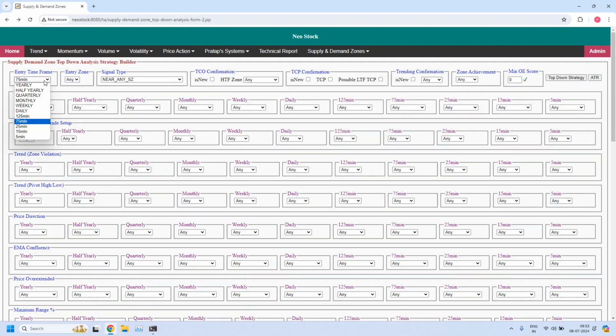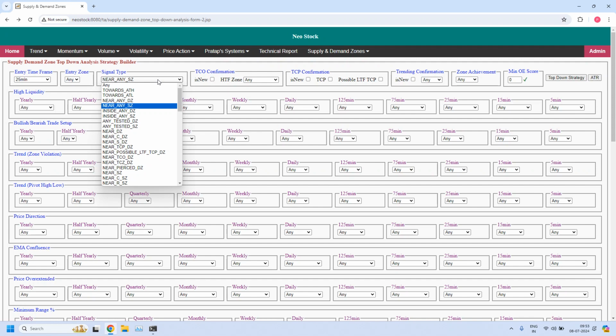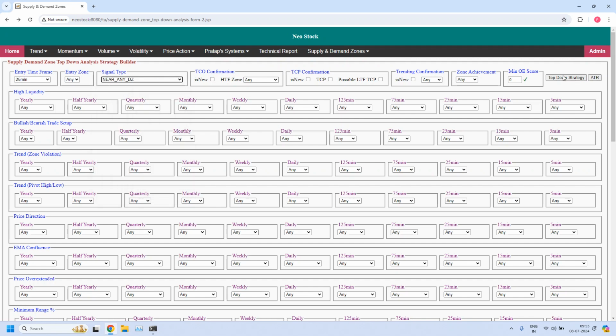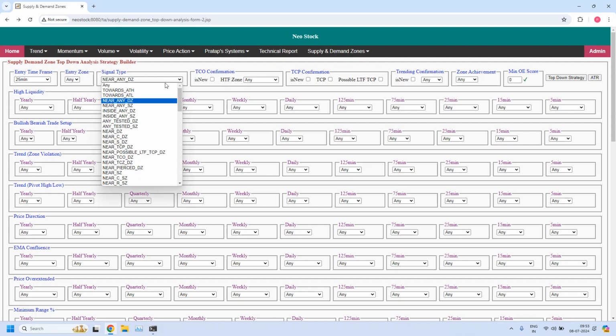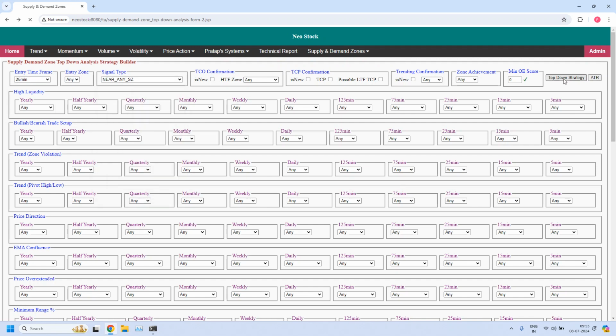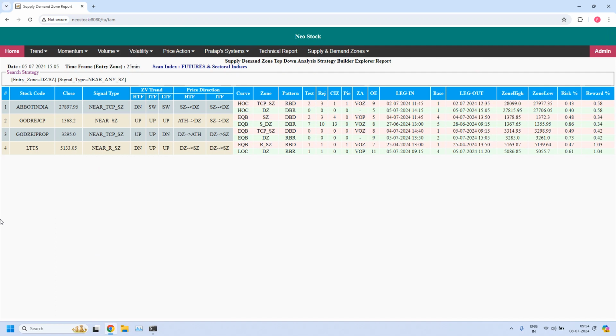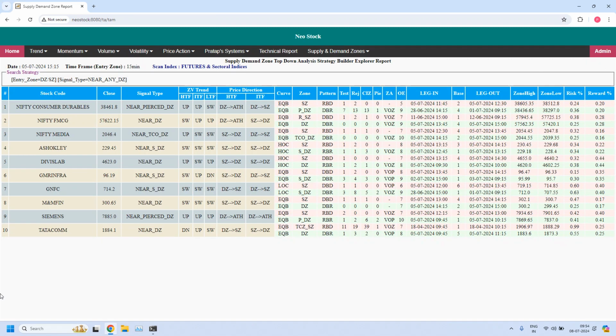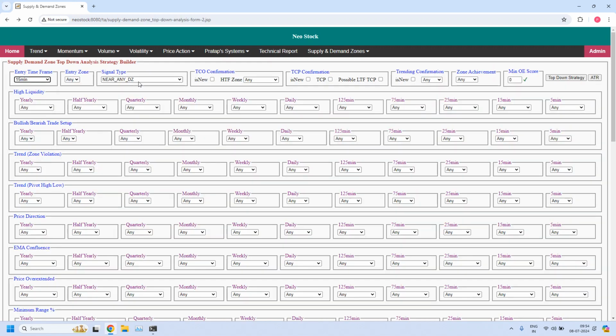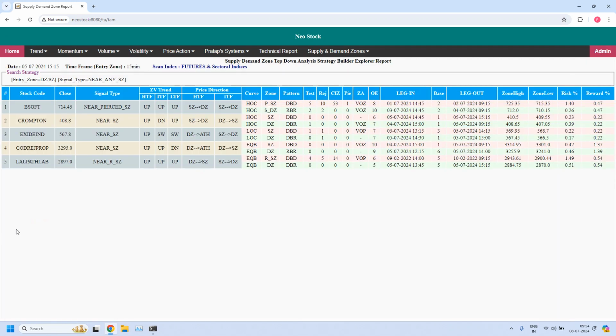I'm going back, changing the time frame to 25 minutes, and let us find the stocks near the 25 minutes demand zone. 7 stocks are filtered. Now for the 25 minutes time frame, let us find the stocks near the 25 minutes supply zone. 4 stocks are filtered. Changing the time frame to 15 minutes, let us find the stocks near the 15 minutes demand zone. 10 stocks are filtered. For the 15 minutes time frame, let us find the stocks near the 15 minutes supply zone. 5 stocks are filtered.